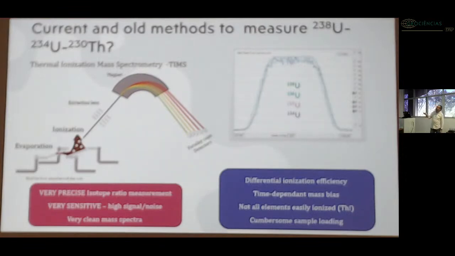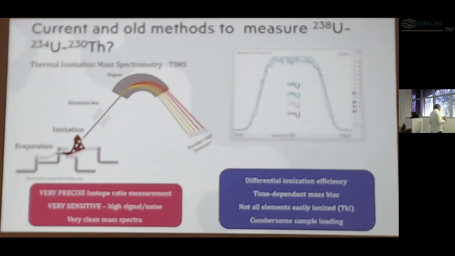And this is usually what you get, these very, very nice flat-top peaks. This is a mass scan for uranium 238, 236, 235, and 234. This is, of course, obtained from a brochure from one of the suppliers. I think this is from NU. So it looks really nice.